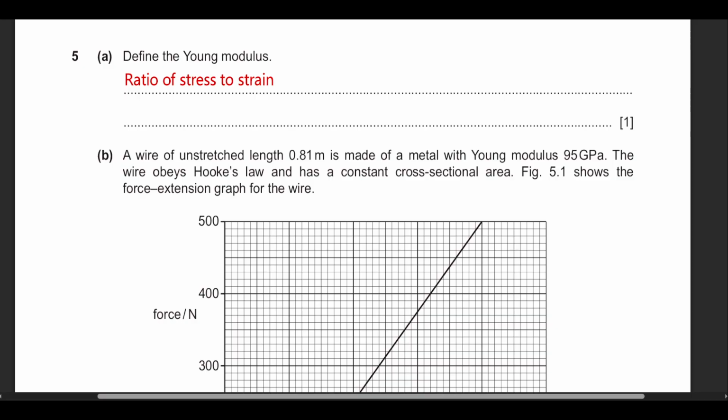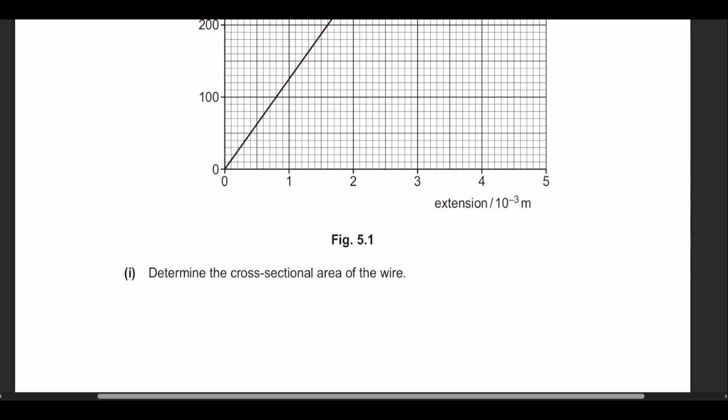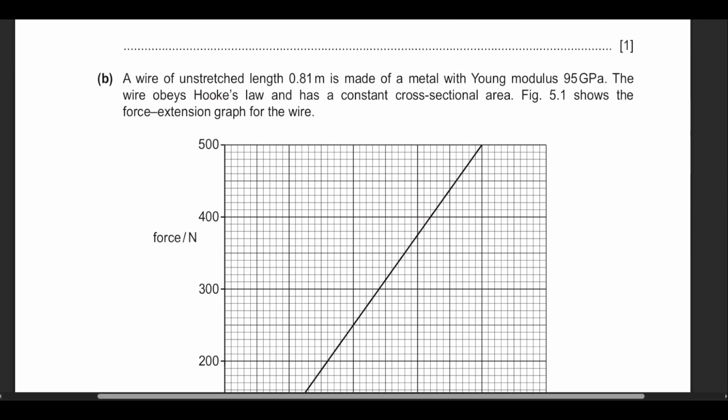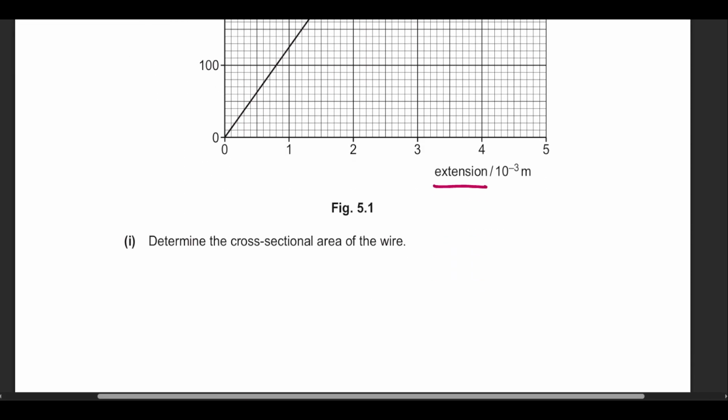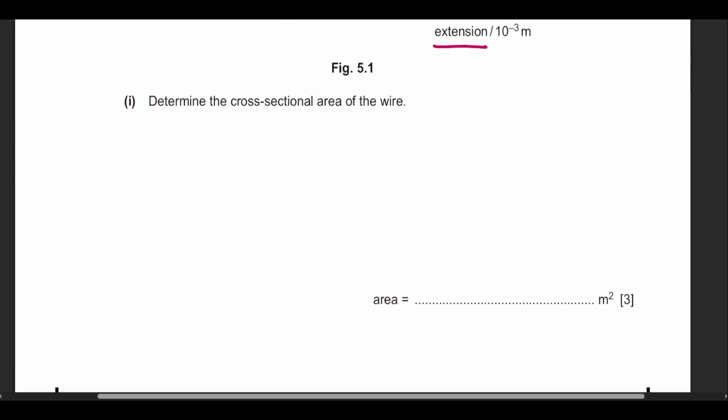Question 5, he says, define the Young modulus. It's very simple. Equation, definitions, everything is given to you. The question is given in terms of force. There's an extension. Be careful, this is extension. That means he's not considering the original length in this case, but it is mentioned, 0.81. Determine the cross-section area of the wire. This is a 3-mark question, a good question, not that big of a deal.